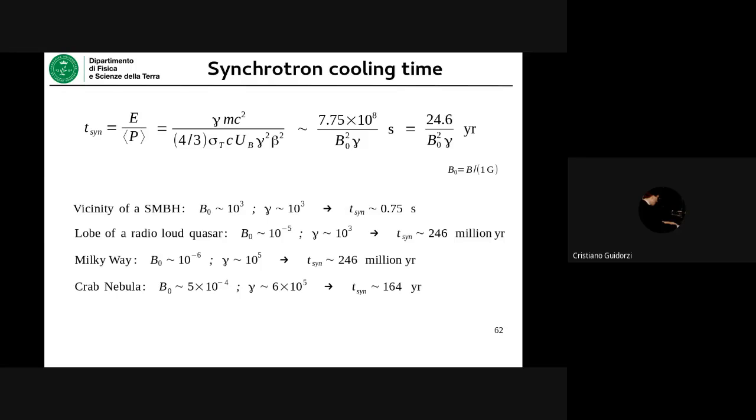Again, just getting back to the example of the electrons which are responsible for the synchrotron emission that we observe in the optical band from the Crab Nebula. The intensity of the magnetic field can be of the order of 10 to minus 5, 10 to minus 4 Gauss. The Lorentz factor, we see that it's almost 10 to 6. So you see that the synchrotron cooling time for these electrons is just a little more than 100 years.